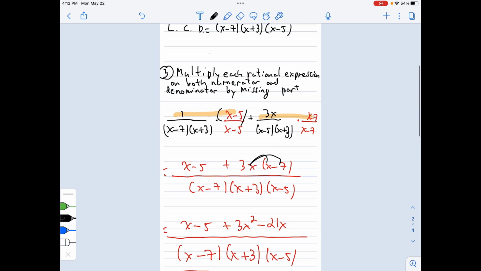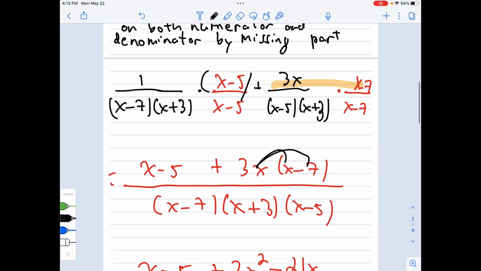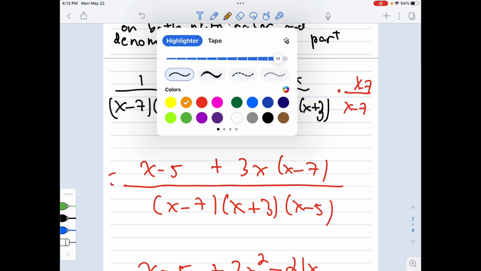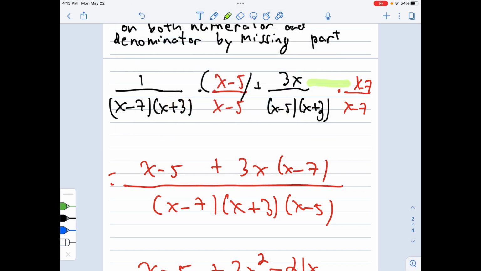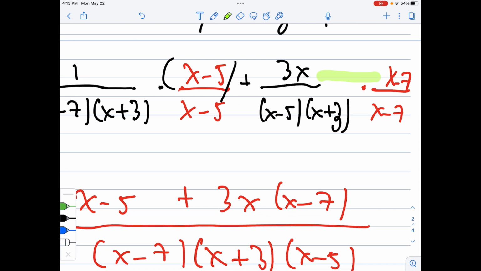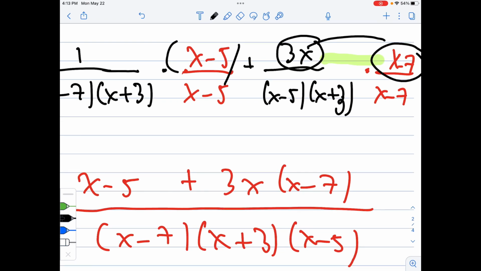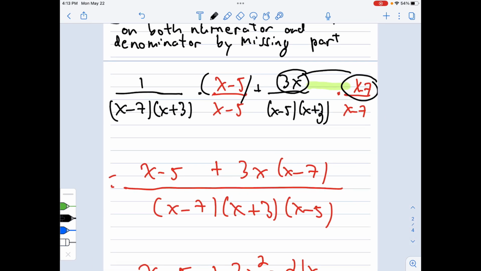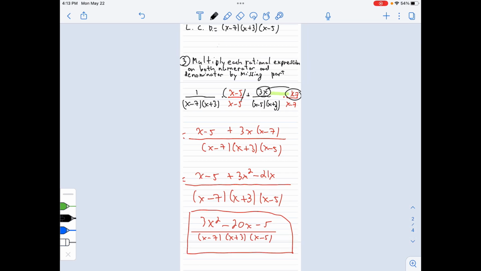One more note here. A lot of people, when it comes to this part where I have the 3x times x minus 7, will take 3x and multiply it by just x, and that's it. But you have to understand it's this expression times this whole expression. That's why you put the expression that has two terms in it, the x and minus 7, in parentheses. So please make sure you do that. All right, thanks for your time.